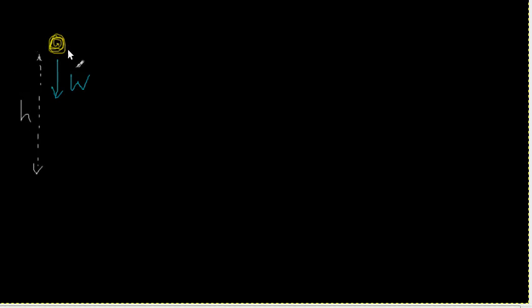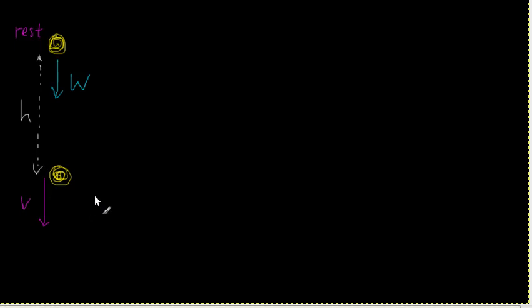Now let's say at first it was at rest. Then as it falls, it goes faster and faster. After falling a certain height h, it has gained a certain velocity. Let's say it has gained a certain velocity v.